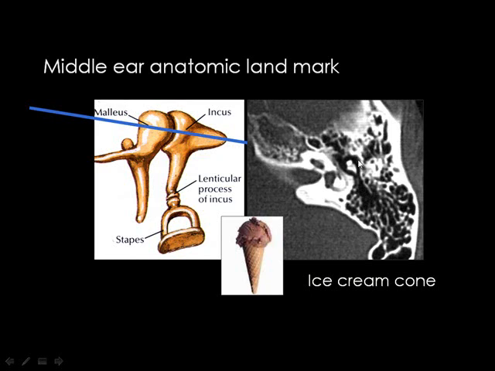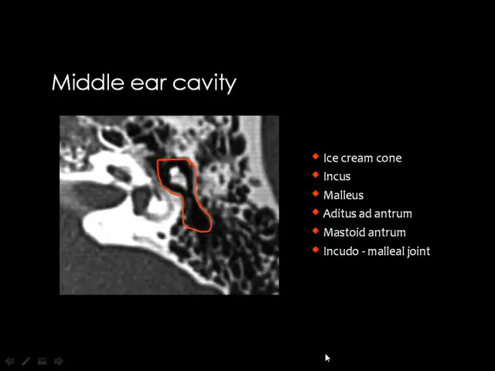Then you know that these ossicles are located within the middle ear cavity, which is connected to the largest cell in the mastoid, which is known as the mastoid antrum, through this narrow opening, which is known as the aditus ad antrum. Then look carefully at this section in the middle ear, where you can identify the middle ear cavity, and this is the head of the malleus, this is the incus and the short process, and you can easily see the incudomalleal joint. Then this is once more the ice cream cone, where you can see the head of the malleus and the incus as well as the incudomalleal joint.